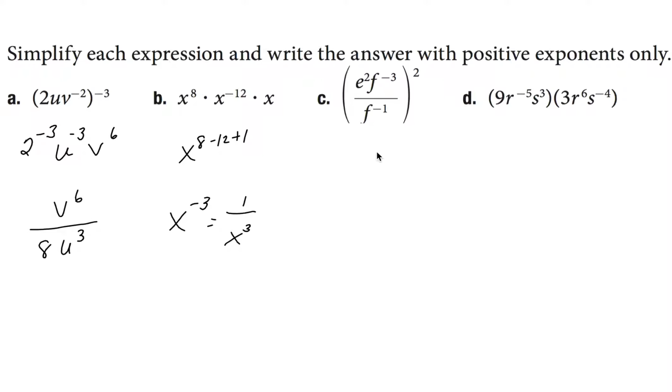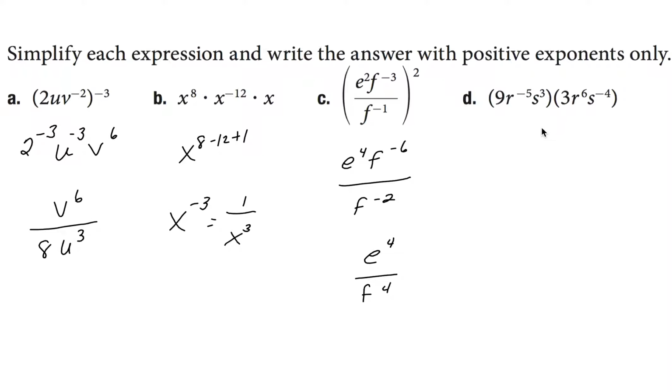Letter C, everything in the parentheses gets raised to the second power. So we end up getting e to the 4th, f to the negative 6, over f to the minus 2. Cleaning up our negative exponents, the f to the minus 2 will go up, f to the minus 6 will come down. So we will have a net change. We have e to the 4th stays where it is, and we end up with 4 f's on the bottom. So that is our final simplified answer with positive exponents.